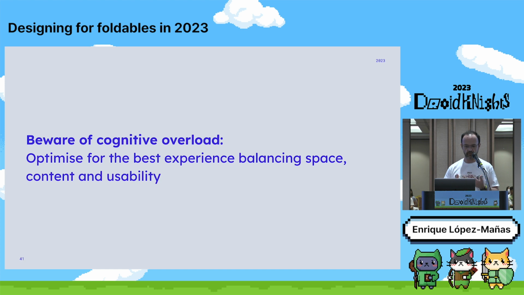So you need to be aware of the cognitive overload. You need to optimize for the user experience. You need to balance and trade off somehow the space you have, the content, and the usability.